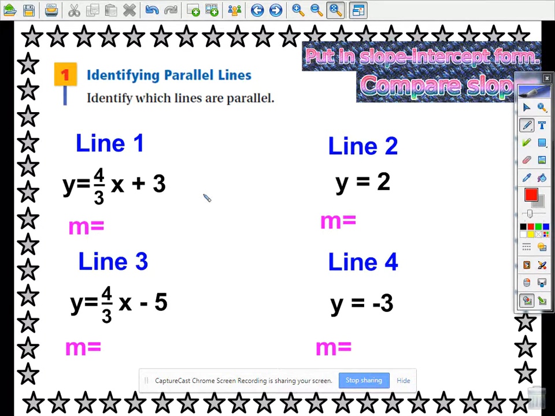So in your packet, follow along as I'm doing these. At some point, we're going to pause, and you guys are going to try a few, and then we'll come back and see how you did. Once we're done with the instruction part of this, you have an activity to do.